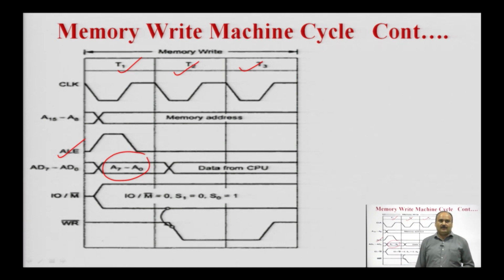During the T2 T state of the machine cycle, the processor will generate an active low control signal to enable the memory device, and this write control signal again changes its state from logic 0 to logic 1. So, it will disable the memory device. So, this is the machine cycle for the memory write operation.